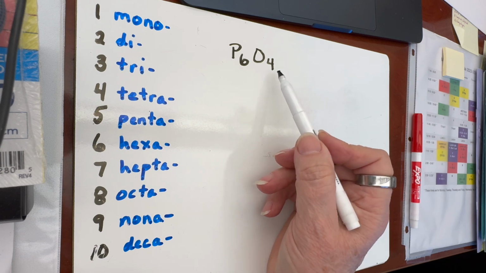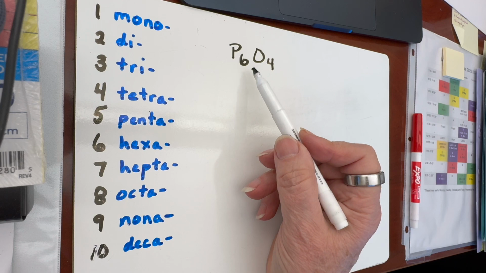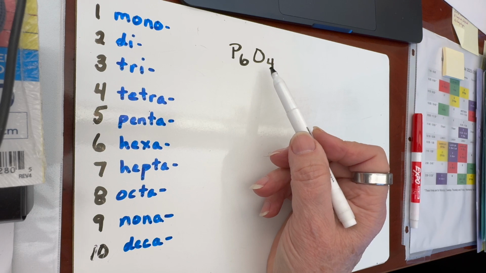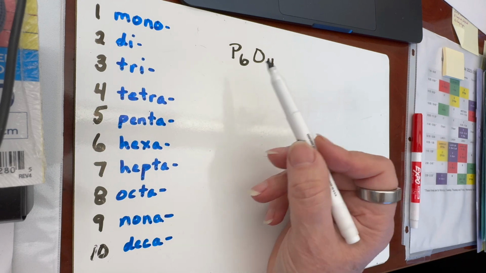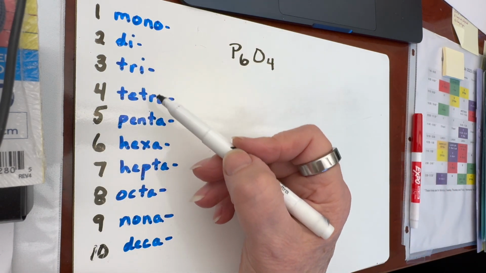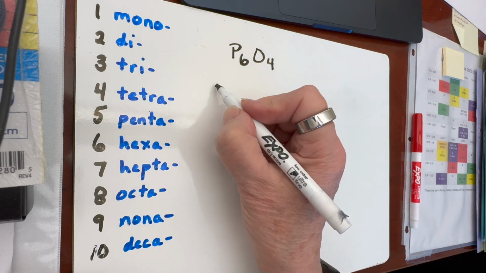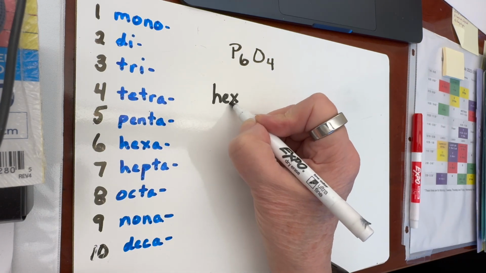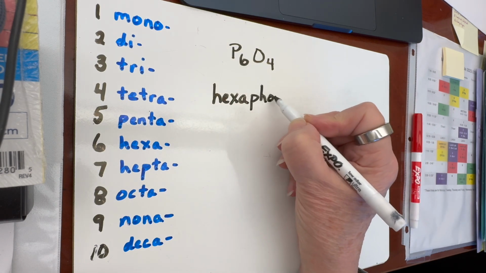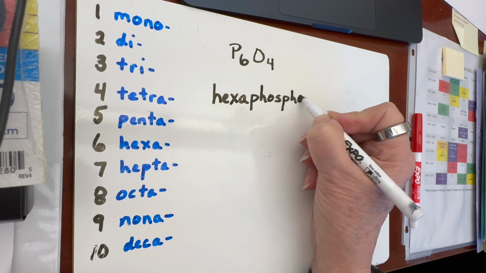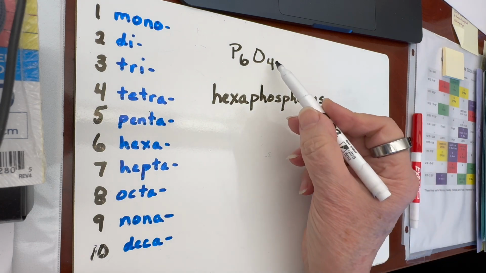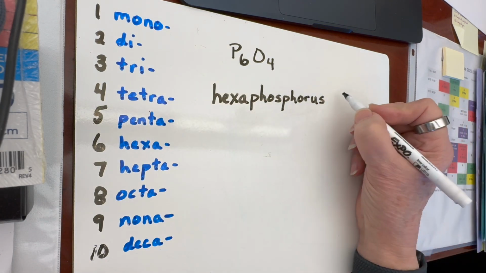But this is a molecule, so we do not do that, because this means there are 6 phosphorus atoms bonded to 4 oxygen atoms, and so we don't want to reduce that formula. So remember 6, if we go down to 6, is hexa. And P is phosphorus. And then for the second name, 4 is tetra.